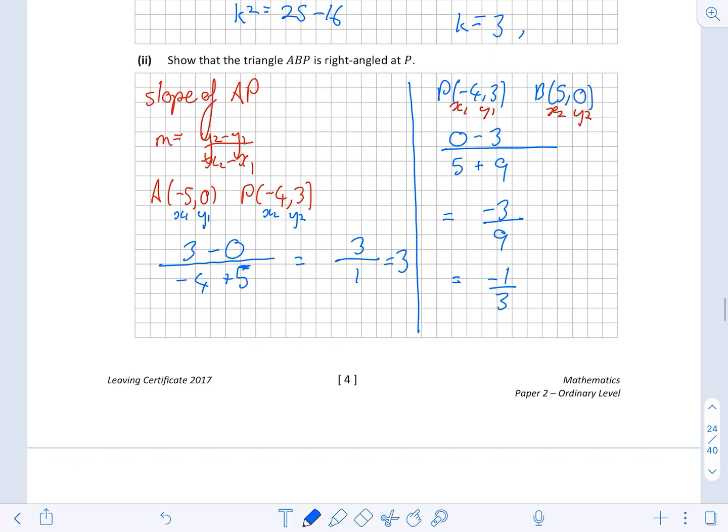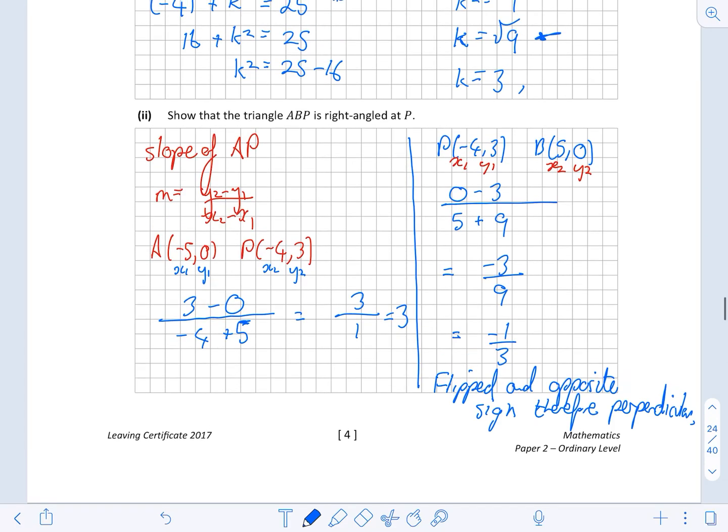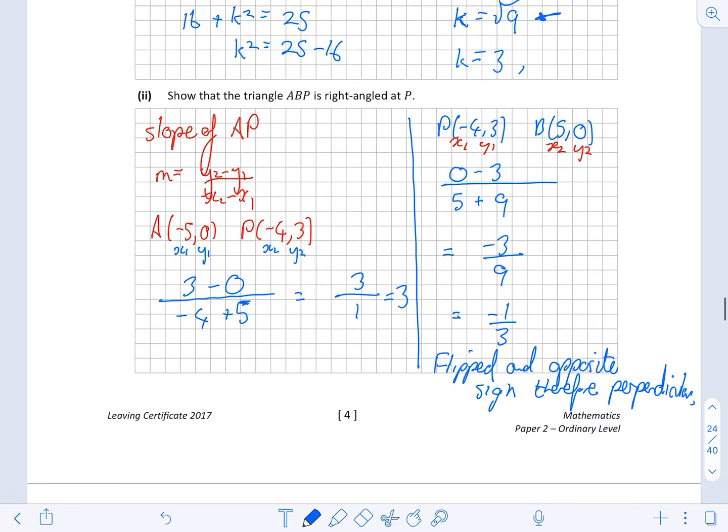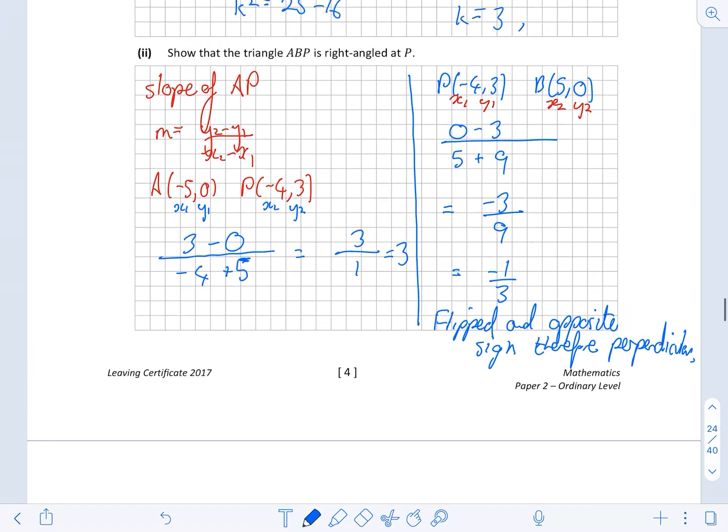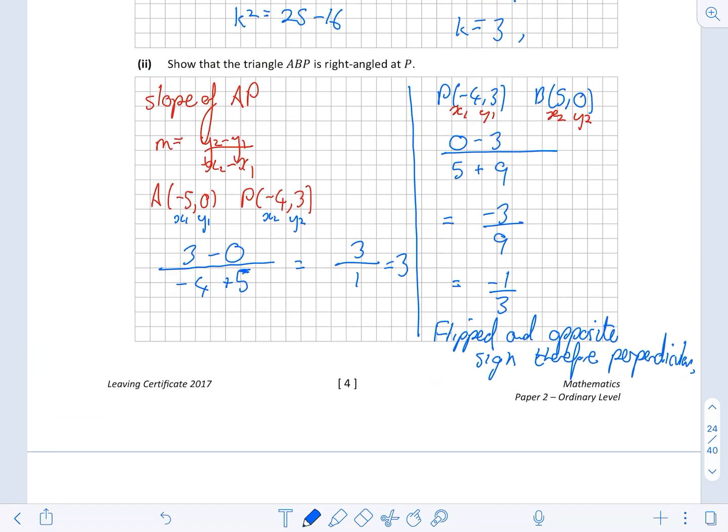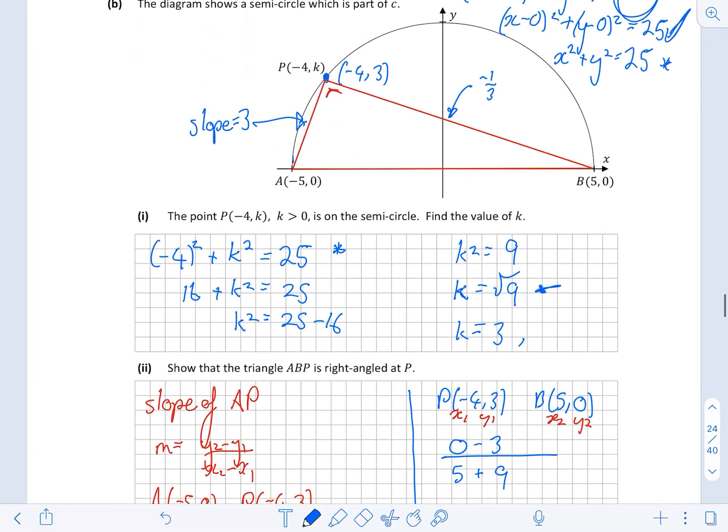And we can put in a little note: flipped and opposite sign. Therefore, perpendicular. Sorry, my handwriting is very bad because I'm writing on the iPad's glass, so it's very slippery. But that says flipped and opposite sign, therefore perpendicular.